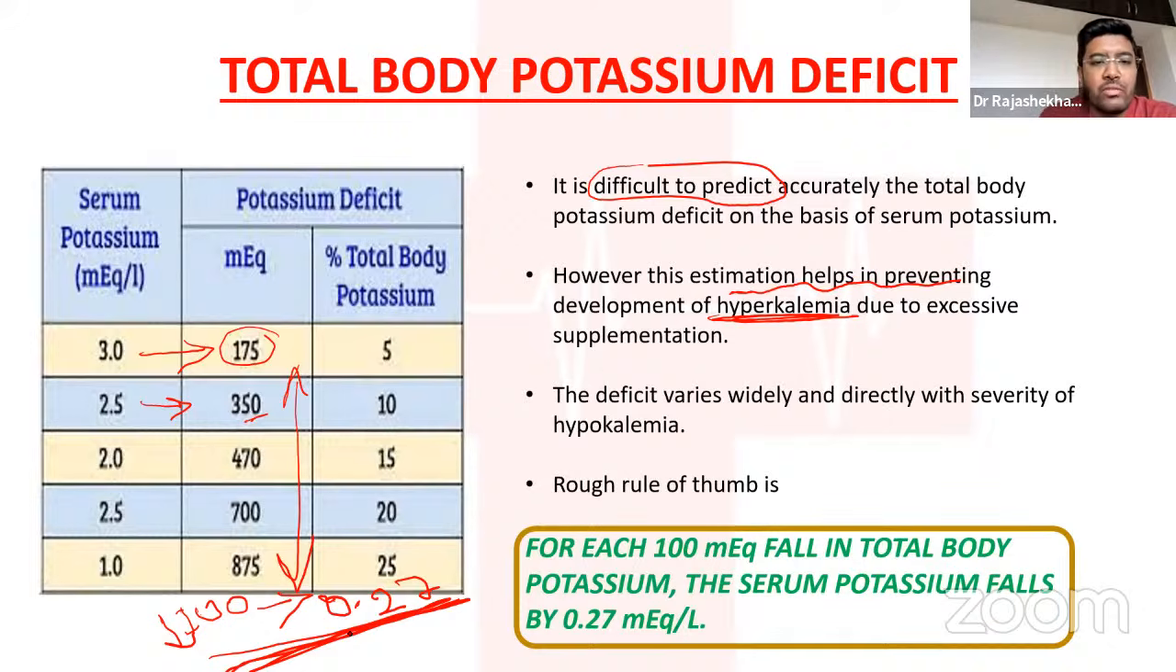serum potassium. And if you can also remember the percentage of deficit, for every 0.5 drop in the serum potassium, the percentage drop is 5%. 5, 10, 15, 20, 25. So as I told you, total body potassium is 15 milliequivalent per kg. So you can measure the total amount of body potassium. Then you can calculate the percentage deficit in the patient also.